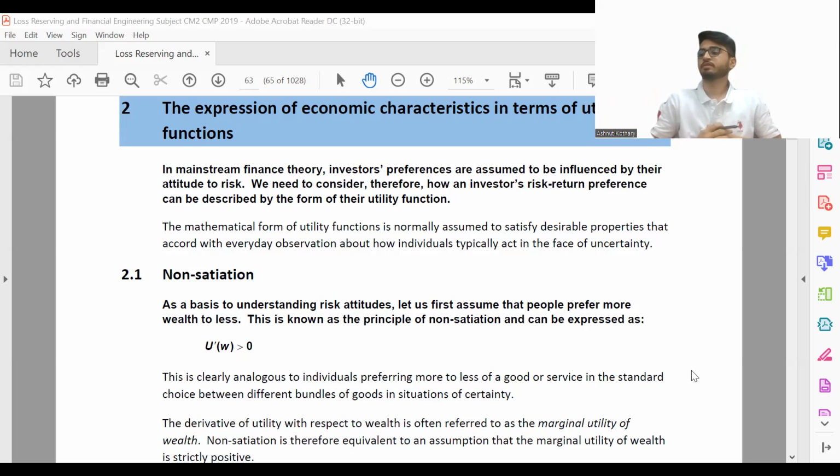So this is a very simple concept which says that the more you have, the better. Simply put, the more you get of a particular thing, the better it is. Here, what we're talking about is wealth. So write down: it is usually assumed that people prefer more wealth to less wealth. Full stop. This is known as the principle of non-satiation.